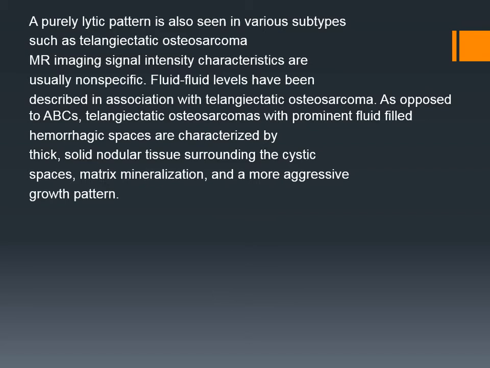MR imaging signal intensity characteristics are usually non-specific. Fluid levels have been described in association with telangiectatic osteosarcoma, as opposed to aneurysmal bone cyst. Telangiectatic osteosarcoma shows prominent fluid levels and hemorrhagic spaces, and is characterized by thick, solid nodular soft tissue surrounding the cystic space, matrix mineralization, and a more aggressive growth pattern. And you have soft tissue nodes. This is an important thing to note.